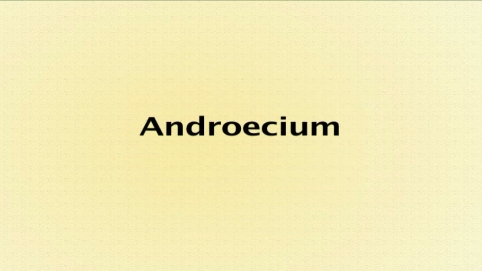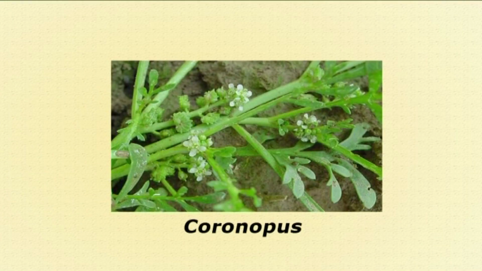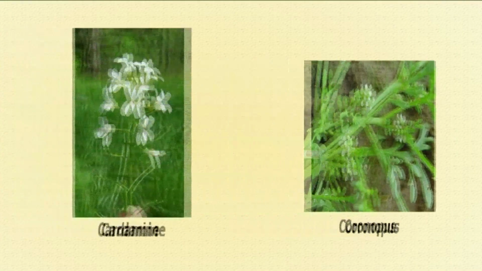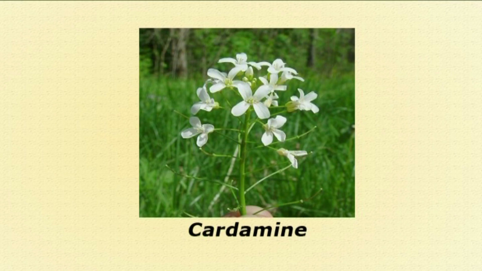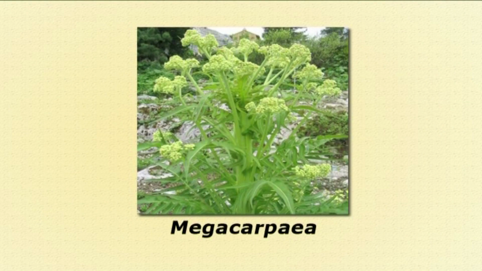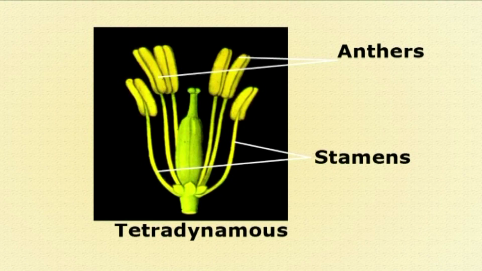Now, the androecium, that is the male part of the flower. Androecium in the case of Brassicaceae is often comprised of 6 stamens. But rarely we also see 2 stamens in the case of Coronopus, 4 stamens in the case of Cardamine, and even 16 stamens in the case of Megacarpaea. These stamens are apostemonous, they are biseriate, and as already mentioned, they are arranged in a tetradynamous fashion.